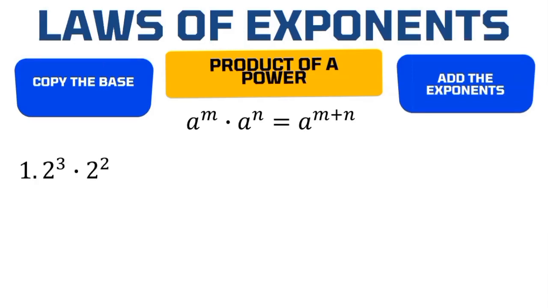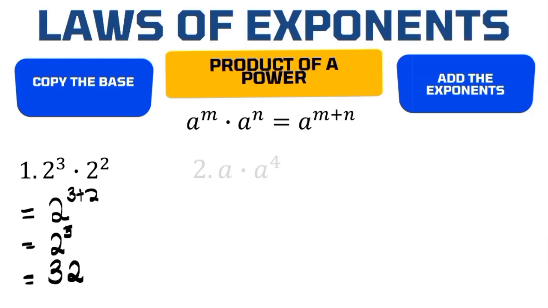2 cubed times 2 squared. Copy the base, which is 2, then add the exponents 3 plus 2, giving you 2 raised to 5. But this is not the final answer yet. 2 raised to 5 means you have to multiply 2 by itself 5 times, giving you 2 times 2 times 2 times 2, and another times 2, which is 32. Okay? Next, a times a raised to 4.